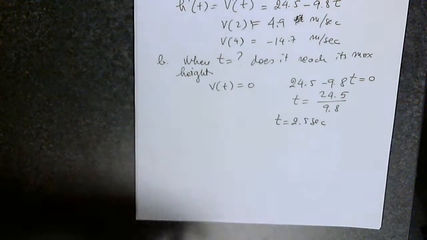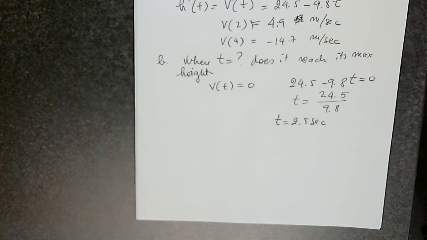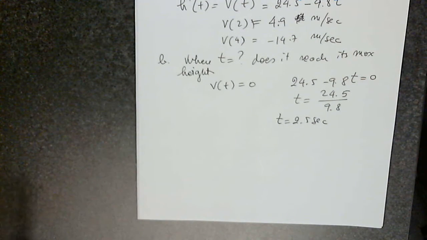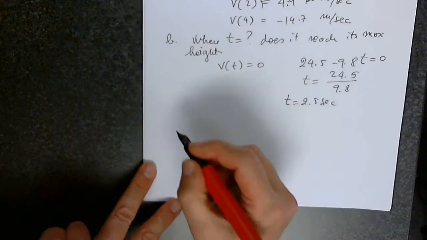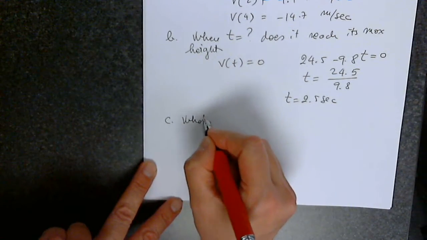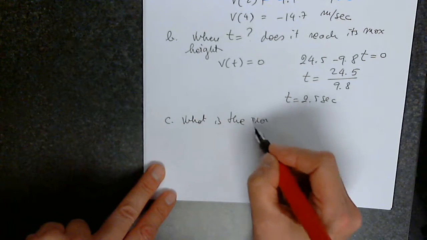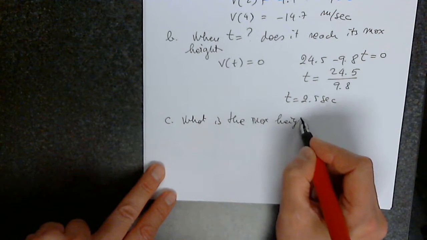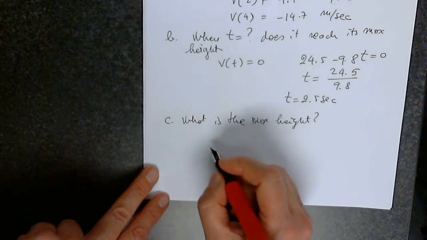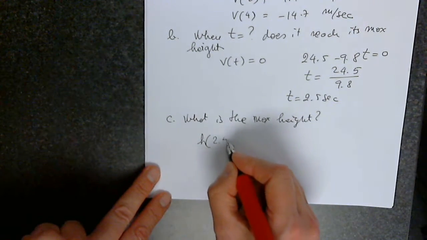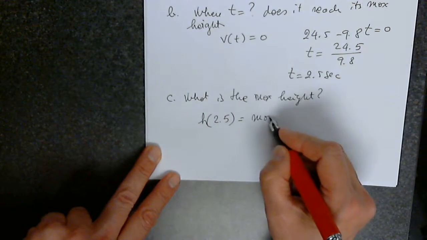2.5 seconds. So the maximum height is attained when t equals 2.5 seconds. What is the maximum height? Very good. What is the maximum height? So the maximum height will be h of 2.5.